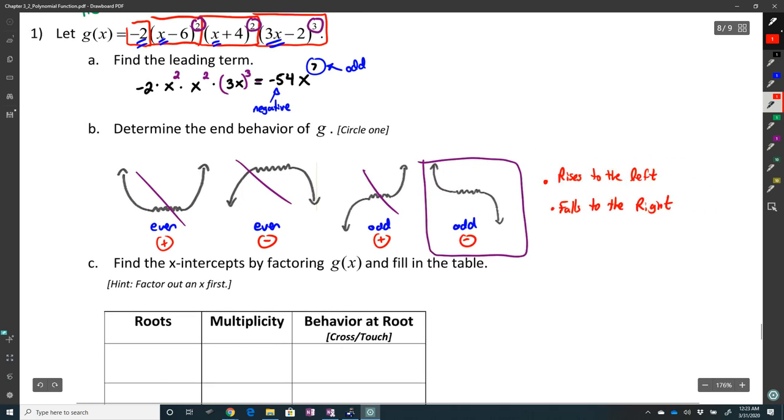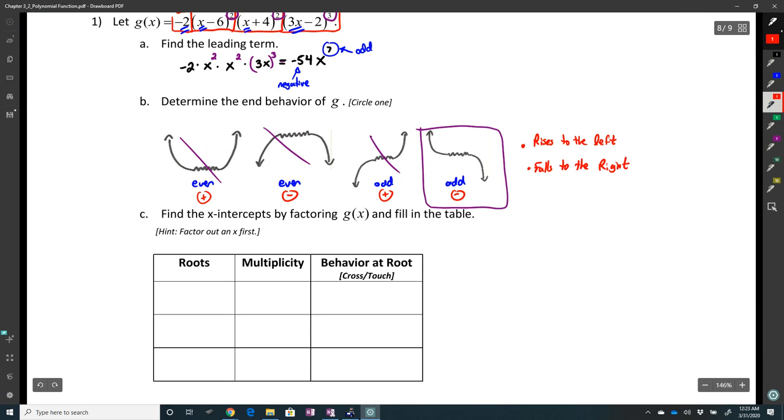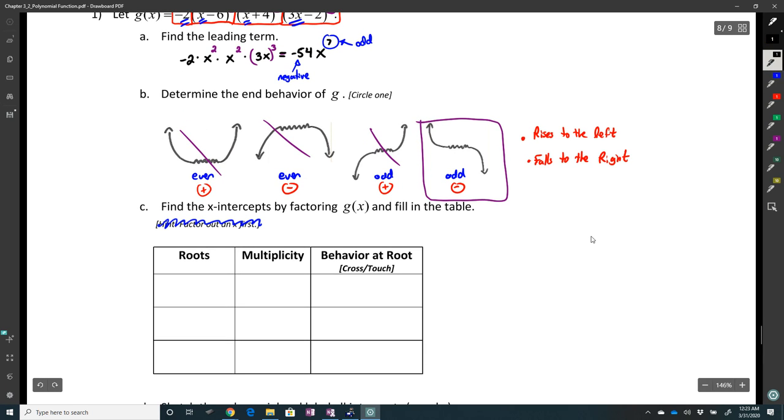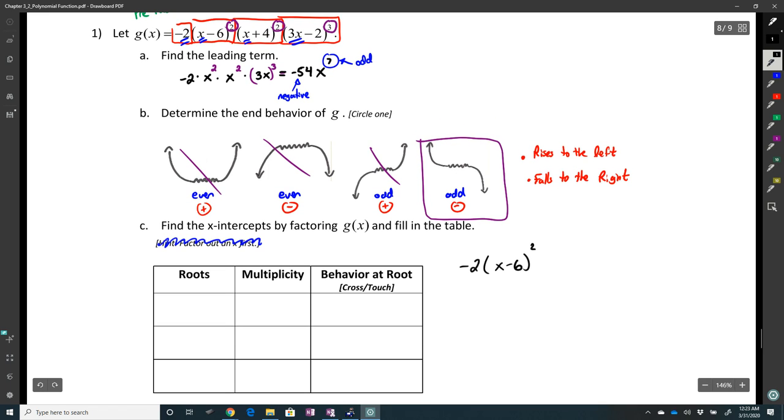Okay. I forgot to erase that. That doesn't apply to what we're doing. So next is to find the x-intercepts. So to find the x-intercepts, I have -2, x minus 6 squared, x plus 4 squared, and 3x minus 2 cubed. Okay, you set that equal to 0. But notice since it's pre-factored, we don't have to do anything. You're already done. You get each factor, and you set it equal to 0.